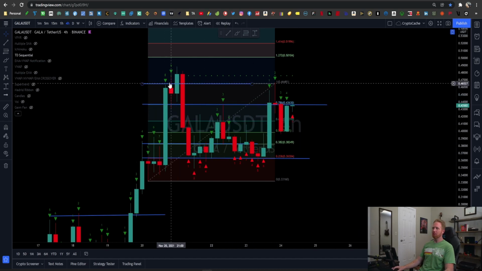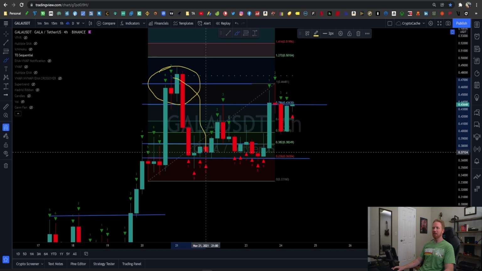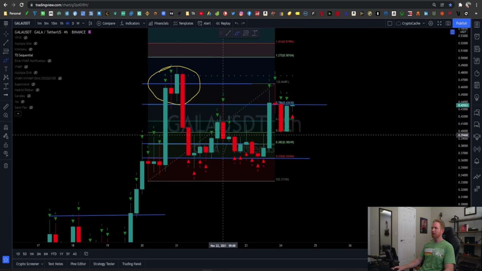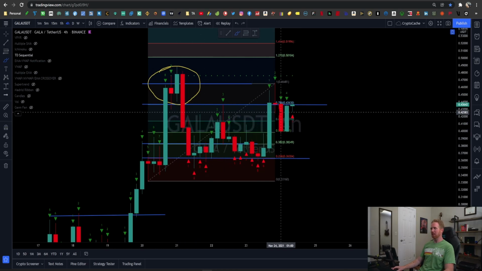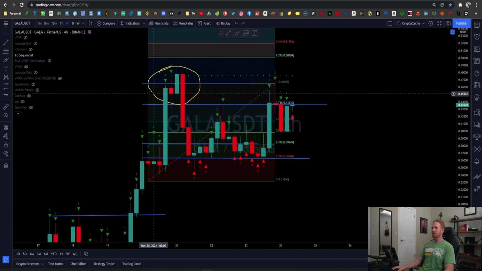But look at this previously. We can see we hit up to a 9, right? And that's what's supposed to happen. You're supposed to see a 9 on TD sequential and the price comes back down or goes sideways. It's pretty standard. But now we've had a state of consolidation and it's trying to ramp up again. And I feel like it might actually break here soon. So it's looking pretty good.